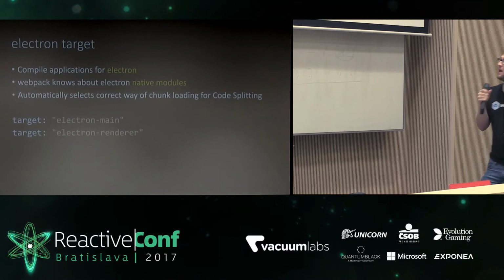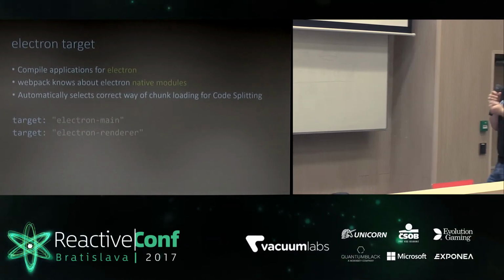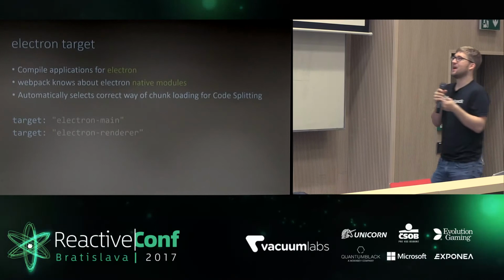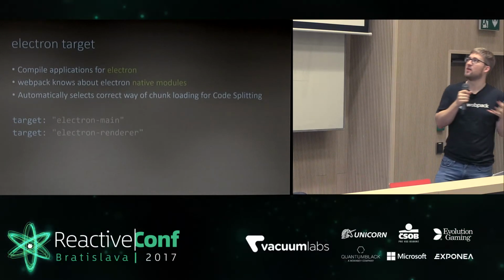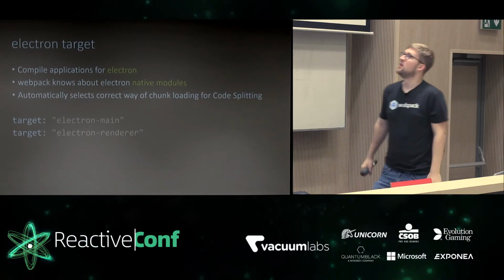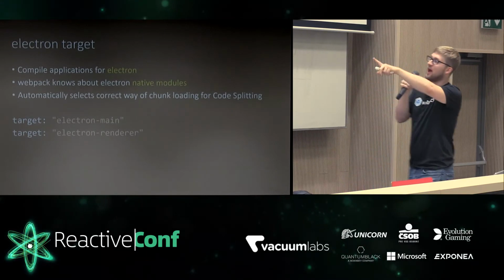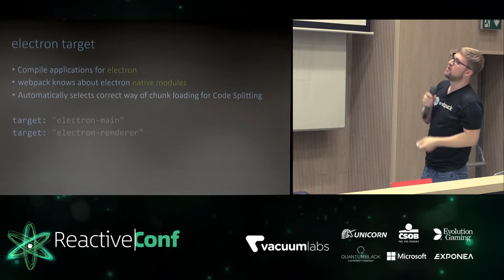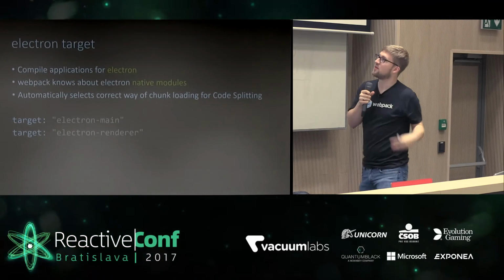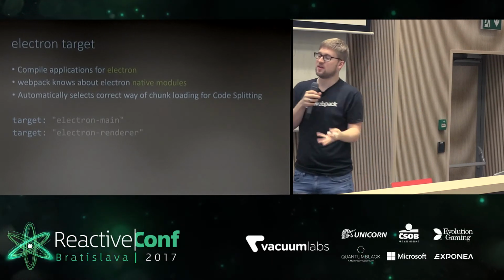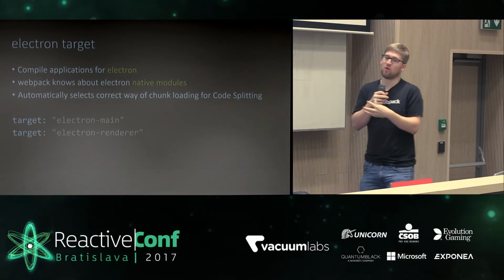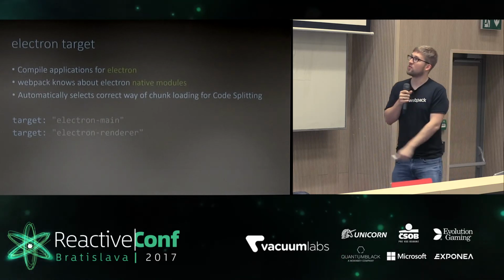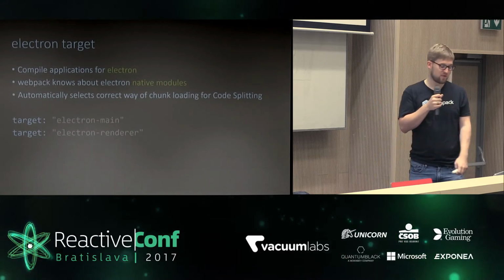So yeah, it's not well known that Webpack has other targets than web. It can compile, for example, code for Electron. You have a target option which can have Electron main, Electron render, and it automatically chooses native modules for this and the right pattern for code splitting, for lazy loading.